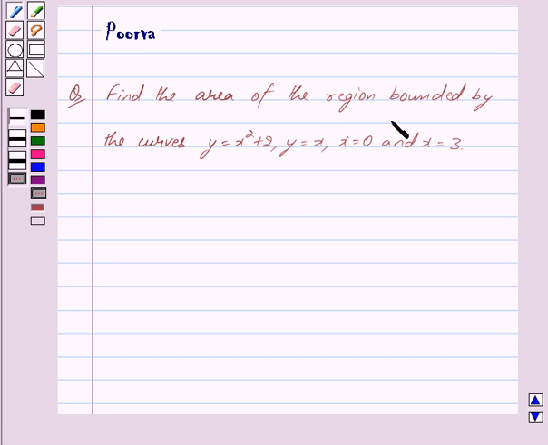Find the area of the region bounded by the curves y is equal to x squared plus 2, y is equal to x, x is equal to 0 and x is equal to 3. Let us begin with the solution now.